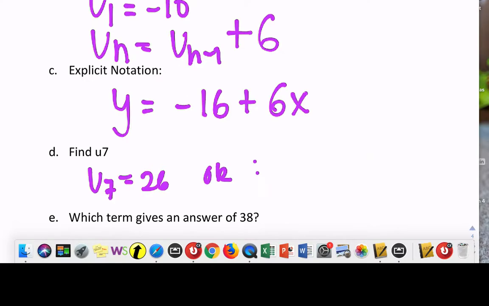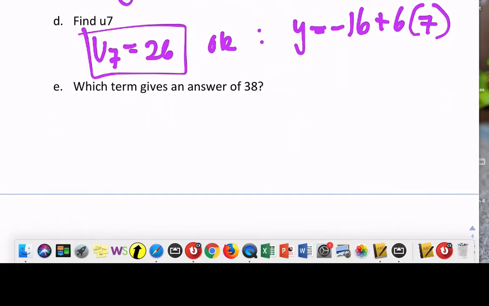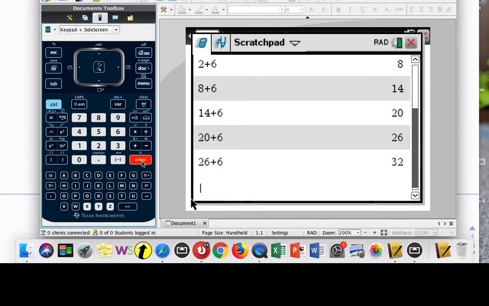Or you could have done y equals -16 plus 6 times the 7th term. So if we do that, 6 times 7 plus -16 should give you the same thing, 26, and it does. Which term gives an answer of 38? So again, in our calculator, we can count. So this is 7, 8, 9.